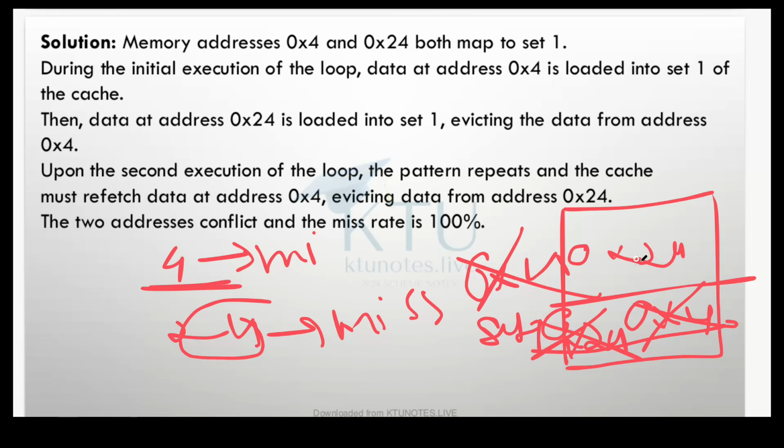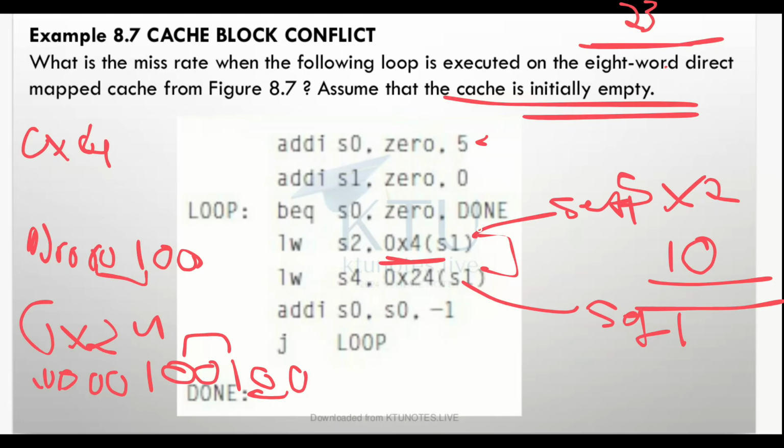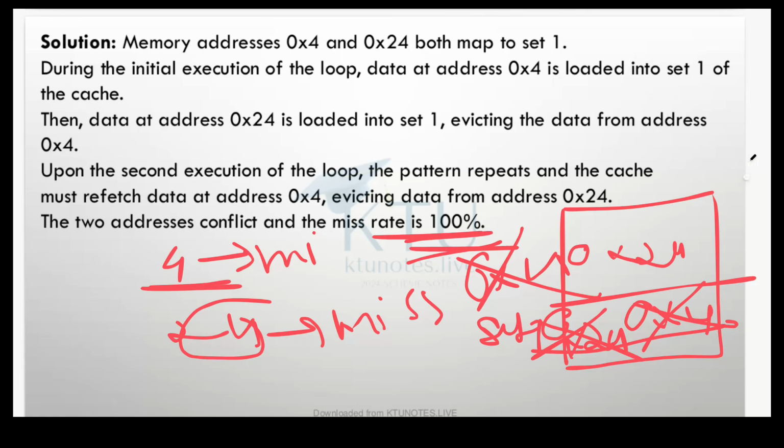Here a conflict is happening. Both of them are going to the same set, so we have to remove one to put the other. That means the total miss rate is 100%, because there is no hit. Every time we have to remove and put. So that is why the miss rate here is 100%. This is how the cache actually works.